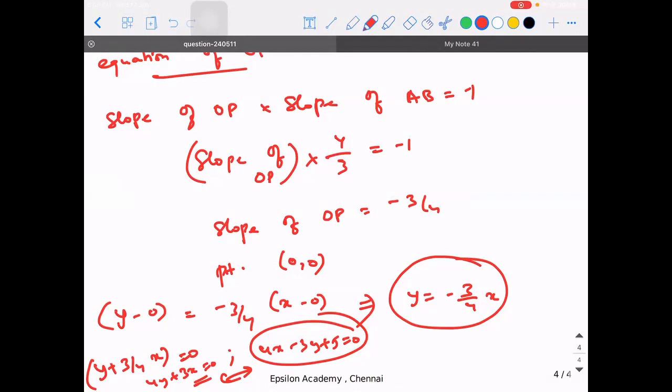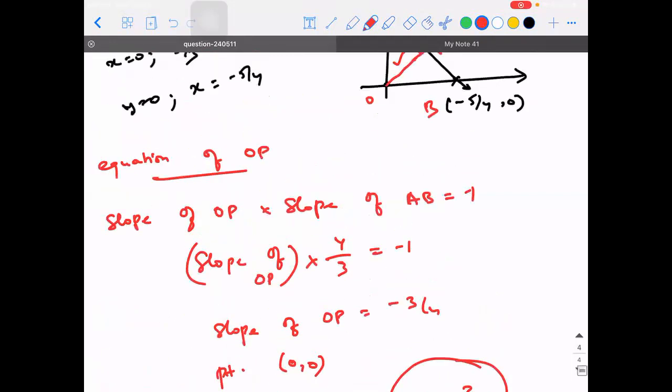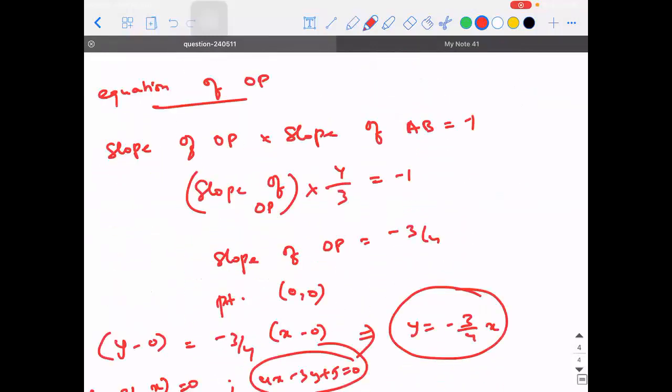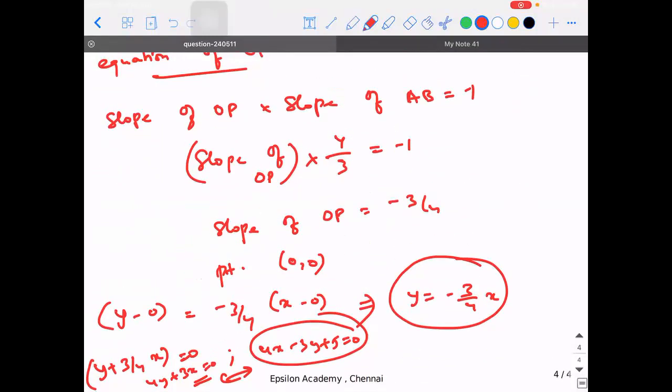Rohan, what's the answer? One minute, sir, I'm finding it. Wait. 4 by 3, minus 3 by 4. Then it should have been 3x plus 4y. That's right. So I got x equal to minus 4 by 5 and y equal to 3 by 5. Minus 4 by 5, sir. And x is minus 4 by 5 and y is 3 by 5, sir.